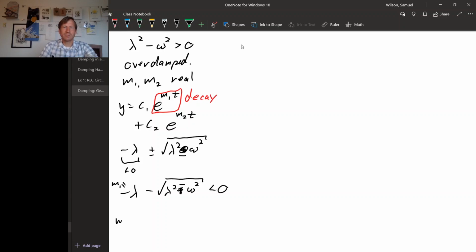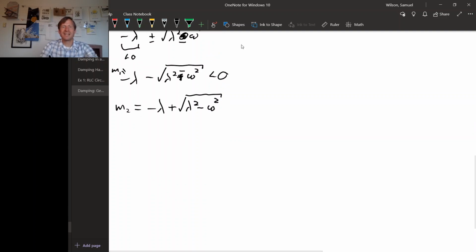What about the second exponential term? The second root of the characteristic equation in this distinct real root case is minus lambda plus the square root of lambda squared minus omega squared. And here we have to think a little harder, because here we have a negative plus a positive. And so this might come out to be positive. So what we need to do is compare the relative sizes of minus lambda and plus the square root of lambda squared minus omega squared.